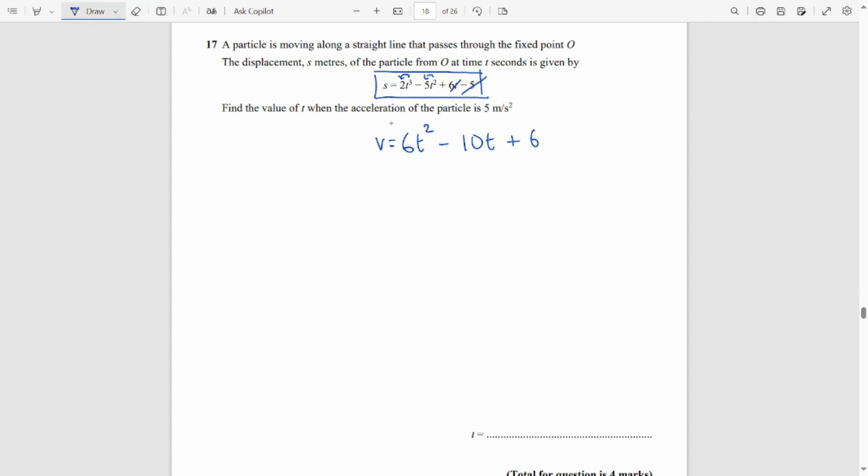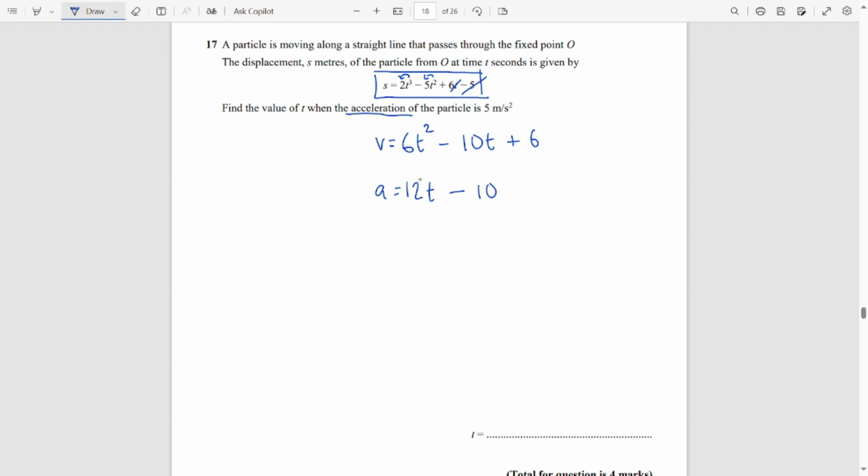Most of the time, and indeed in this case, you will need the acceleration. So to get acceleration, we differentiate again. So we follow the same pattern. 6 times 2 is 12. T, drop the power, you get a 1. Now again, we have minus 10t, which means we just drop the t, so it becomes minus 10, and then 6 will go. And again, that 1 was not necessary.